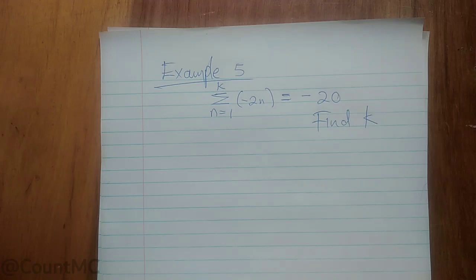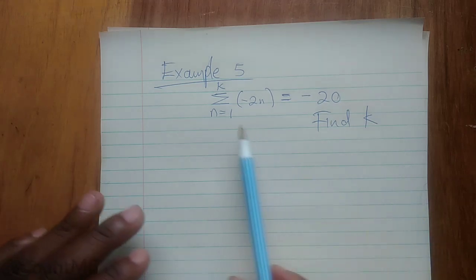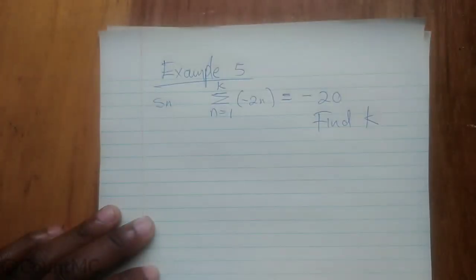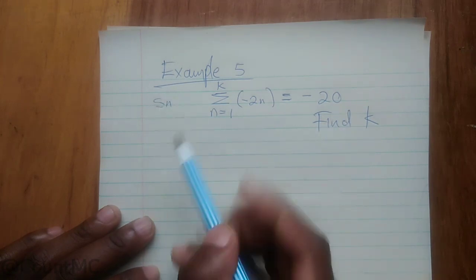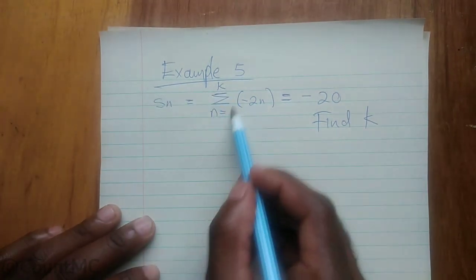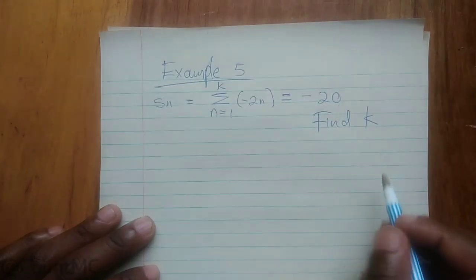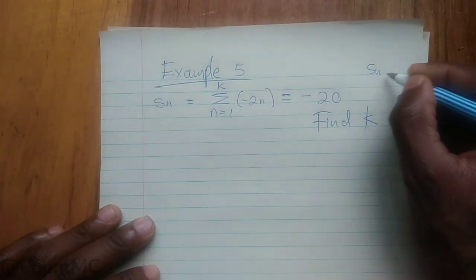Example number 5. Now look, sometimes they don't give you those word problems. They'll give you something in short form like this. So you should be able to read this. So the sum of the series is equal to minus 20. They gave you this.